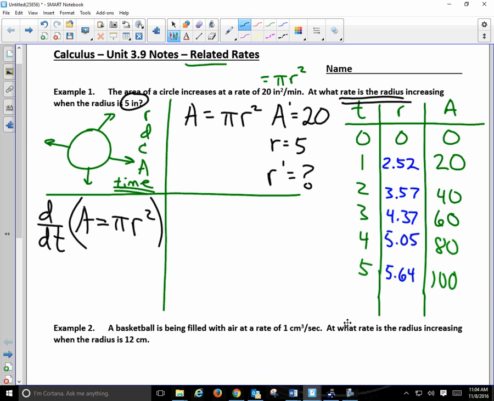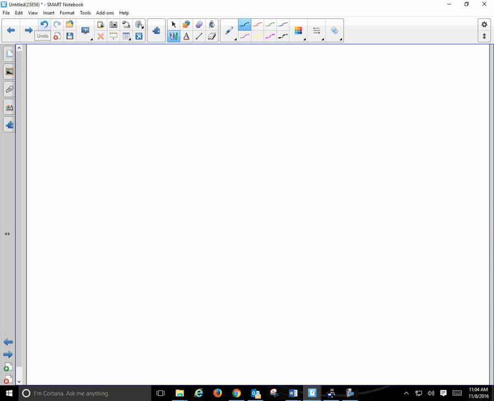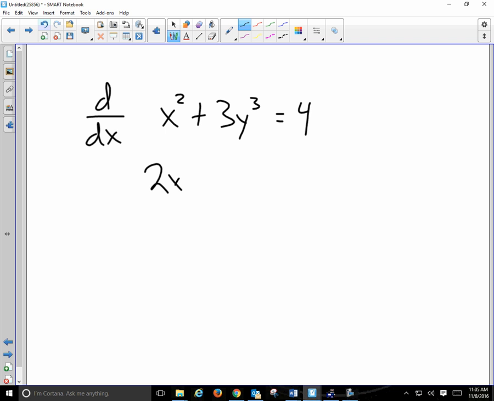So when we used to try these problems, we would say we're going to take the derivative with respect to x of x squared plus 3y to the third is equal to 4. What was the derivative of x squared when we're taking the derivative with respect to x? 2x plus 9y squared y prime equals 0. So notice anytime you had a variable that did not have an x with it, you attach that y prime.